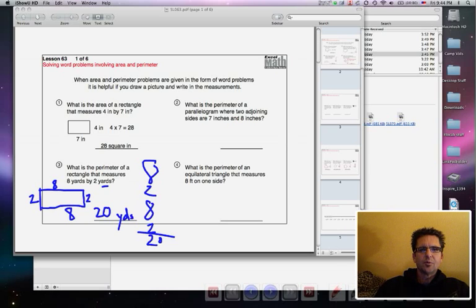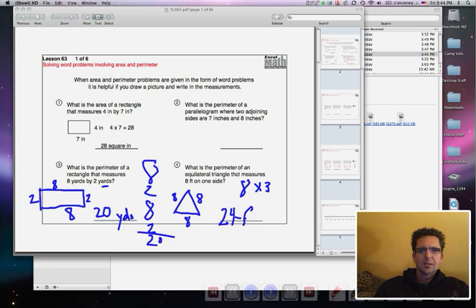And the answer to number 4, what is the perimeter of an equilateral triangle that measures 8 feet on one side? Equilateral triangle has 3 congruent sides. So if one side is 8, that means all the sides are 8. And all we have to do to solve this is do 8 times 3, or 8 plus 8 plus 8, which is 24 feet. Okay, 24 feet for the answer.